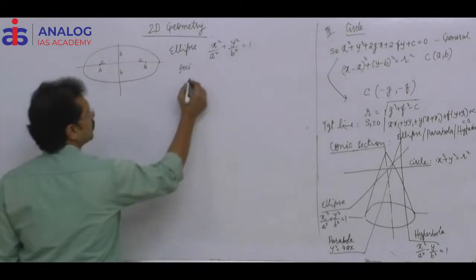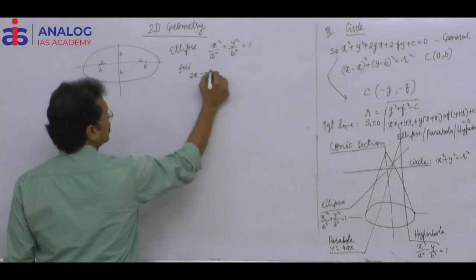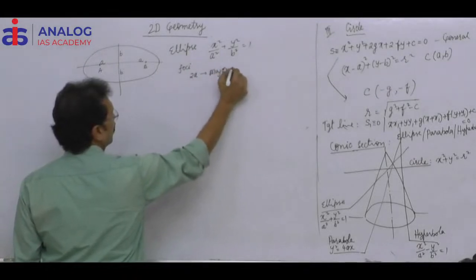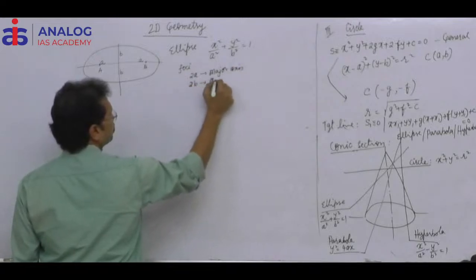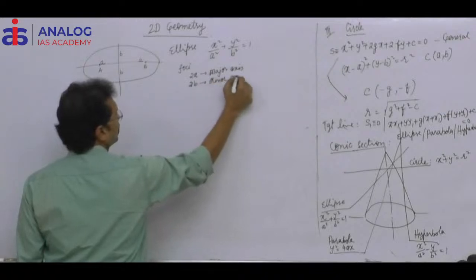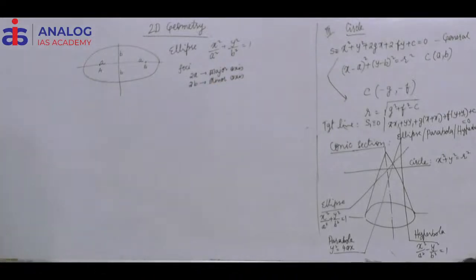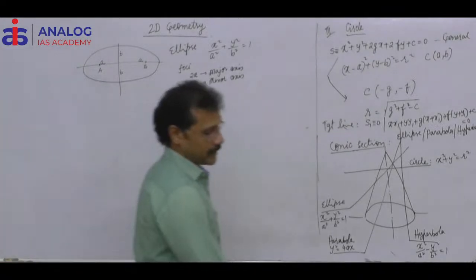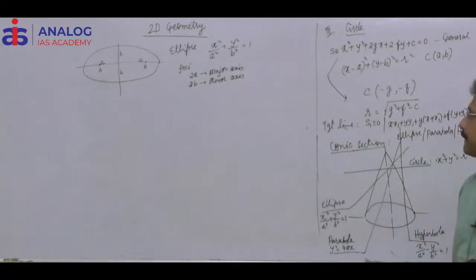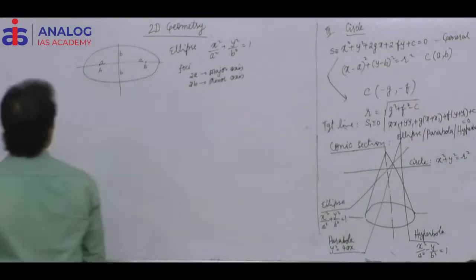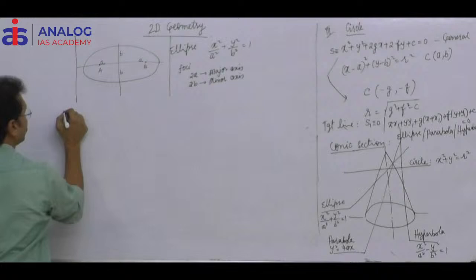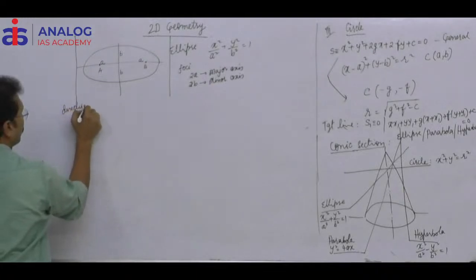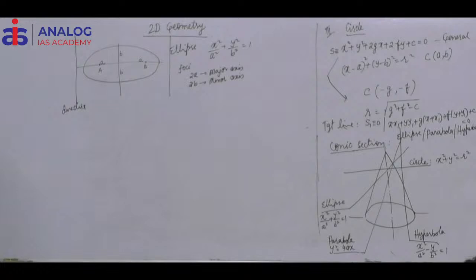And this 2a is called the major axis. 2b is called the minor axis. They are also called principal axes, which are the major axis and minor axis. And there is something called a directrix here.